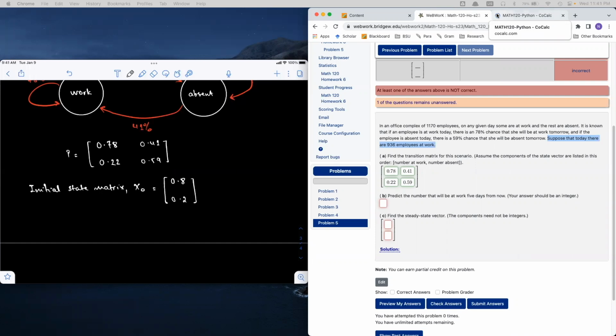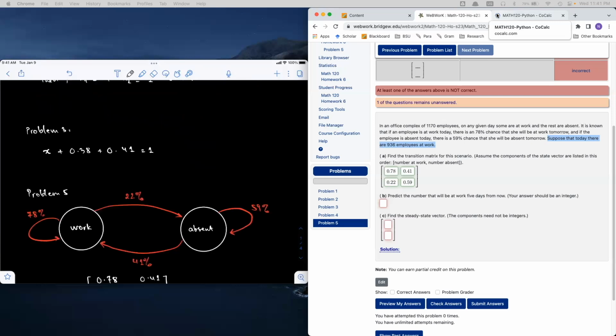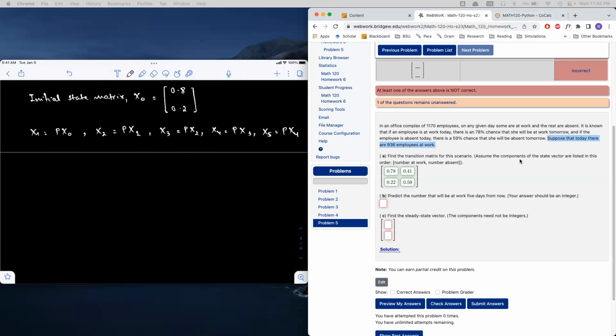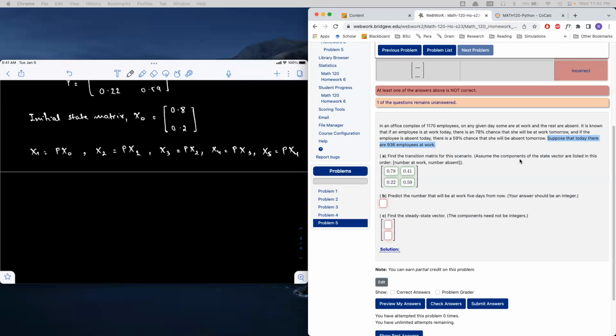Okay, now with x0, you can calculate x1, that is x1 equals p times x0. And then you get the information of x1, you calculate x2 equals p times x1. x3 is equal to p times x2. x4 is equal to p times x3. And x5 is equal to p times x4. And I'm going to leave you to do the calculations as practice.